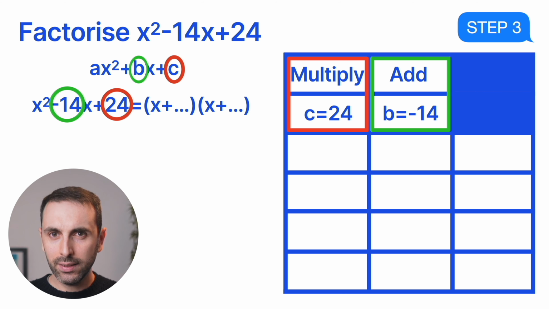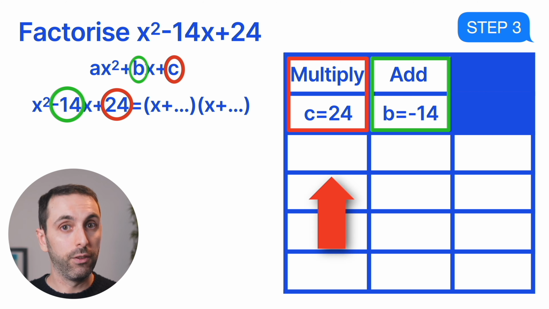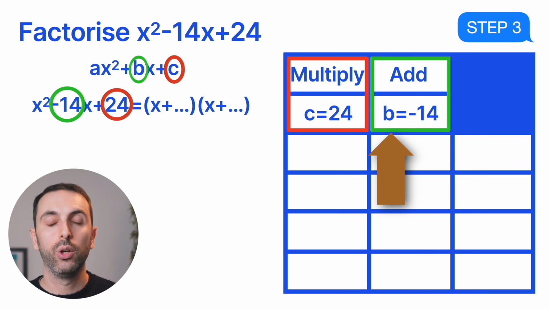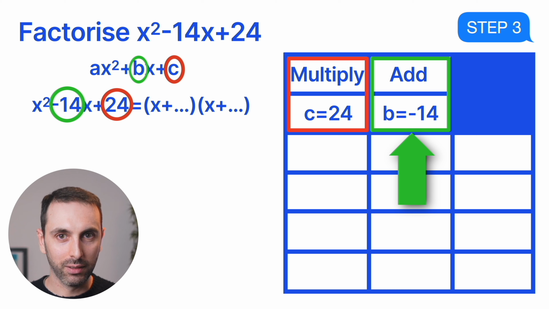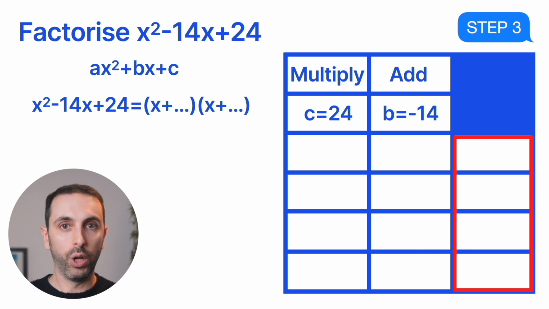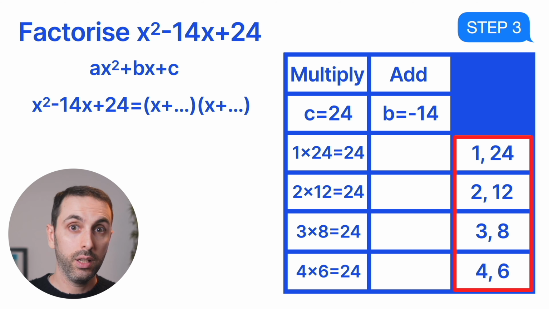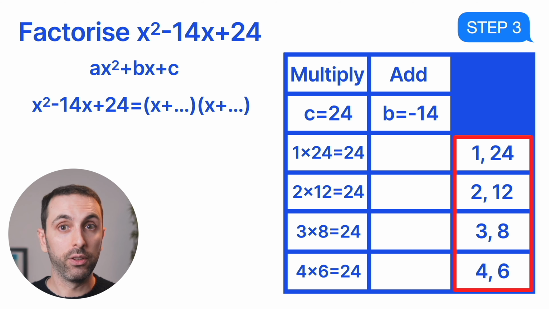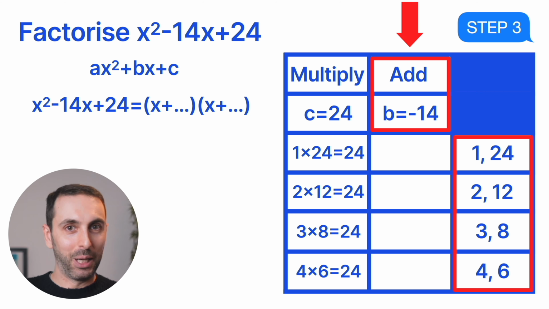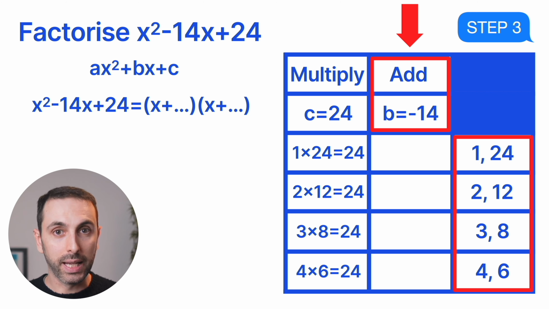Let's initially think about pairs that multiply to give 24, then from those pairs, we'll think of which ones add to give minus 14. And those combinations will be 1 and 24, 2 and 12, 3 and 8, and finally 4 and 6. Now notice that if we were to add any of those pairs of numbers together, they all end up being positive, but they're supposed to add to give minus 14, so it can't be any of these pairs.